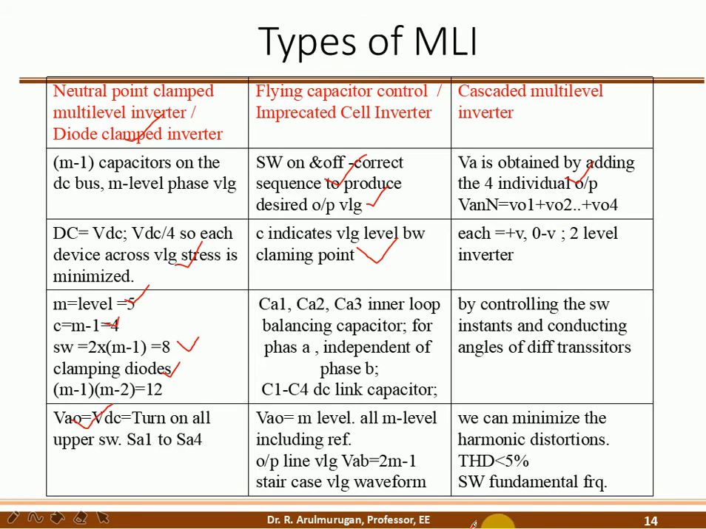By controlling the switches, the switching instants and conducting angles of the different transistors, you may select MOSFET or IGBT; any type of switch can be used. Controlling the switching instant and conducting angle produces a pure waveform. It is a method used to minimize harmonic distortion, with a harmonics level of less than 5 percent.